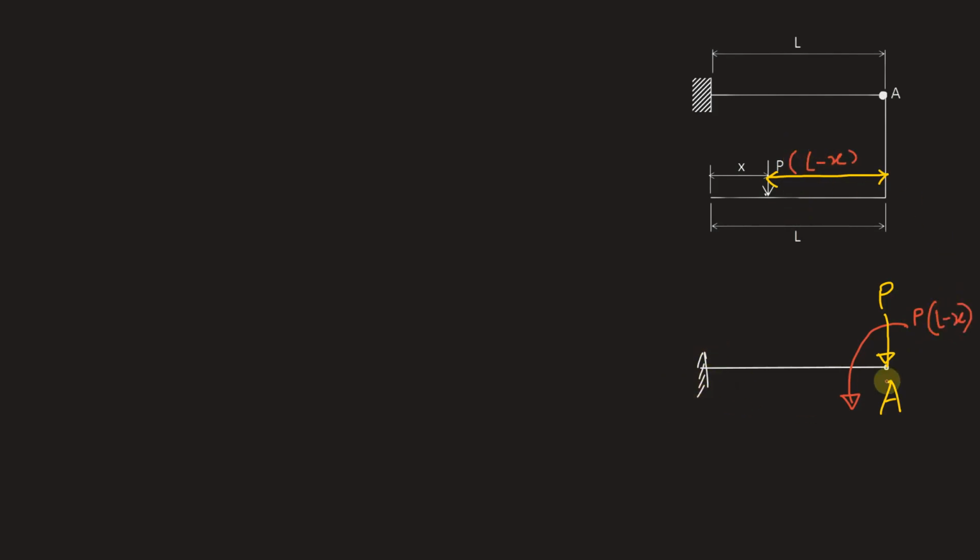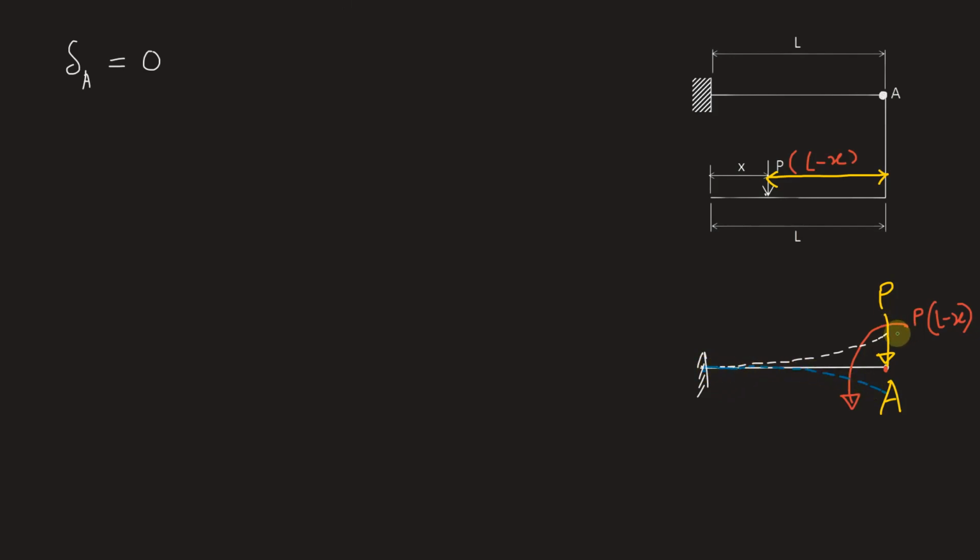So this is a simple cantilever beam with load P acting downwards at the free end, along with a moment acting at the free end, that is P into L minus X. Now for zero deflection at point A, that is delta A to be zero, the deflection caused due to load P should be nullified by the deflection caused due to moment P into L minus X. We can see that P into L minus X is going to cause hogging. That means the beam is going to look something like this, while this load P will cause sagging. That means the beam is going to look something like this.